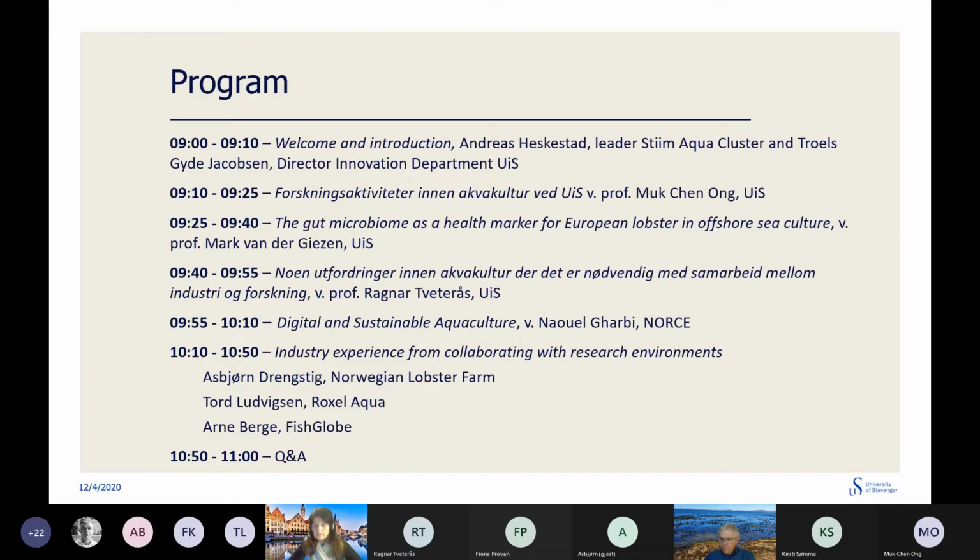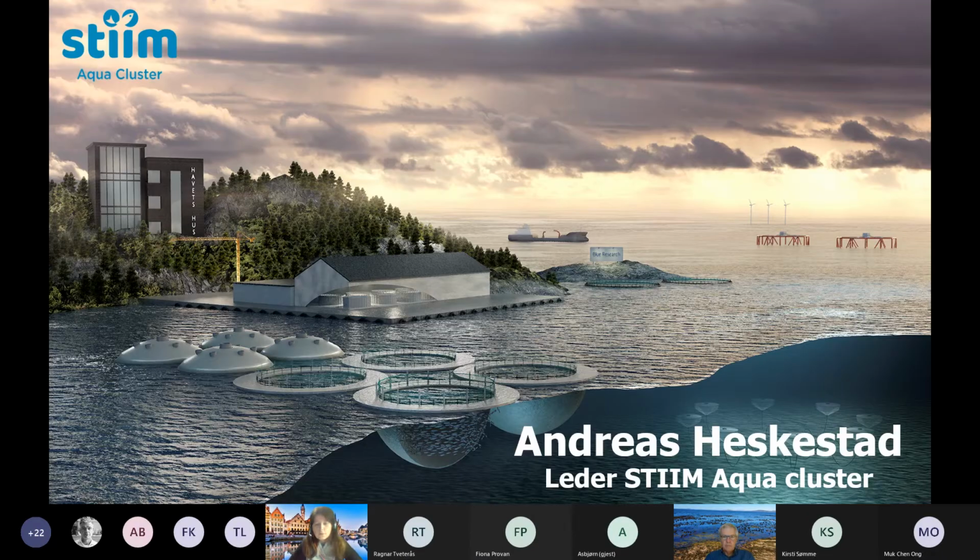So the program looks as follows. Roughly speaking, we will have a welcome and an introduction by Andreas of STIIM and Truls of UiS. Then we will have a set of more research-oriented talks, from the viewpoint of the science. And then we will also have some industry experience about collaborating with research environments. And after that we have the Q&A round. So you see we have a good program until 11. With this, I would kindly like to give the virtual floor to Andreas, the leader of STIIM Aqua, the Aqua Cluster, who will tell us more about STIIM. Andreas, I hope you're there.